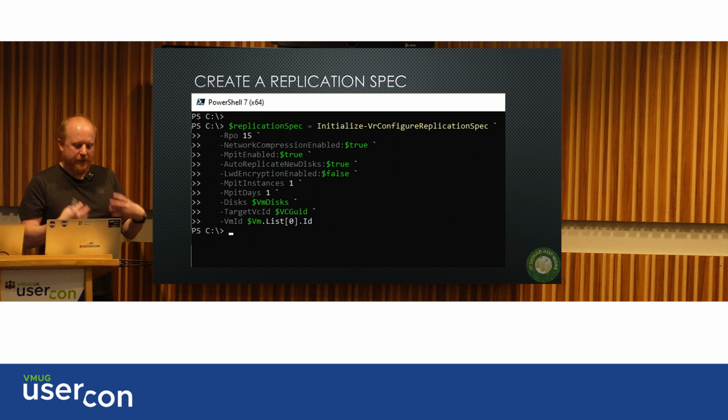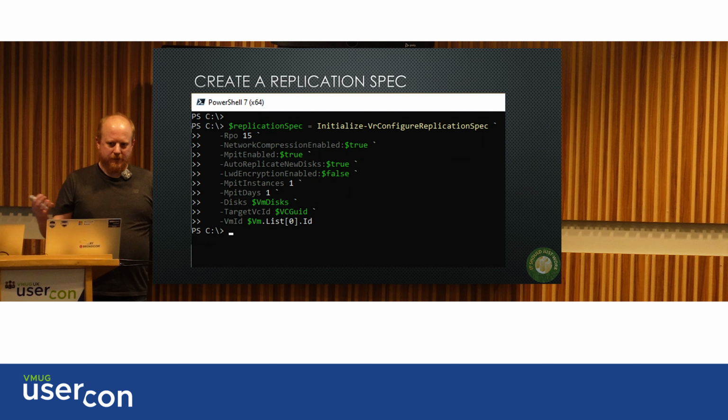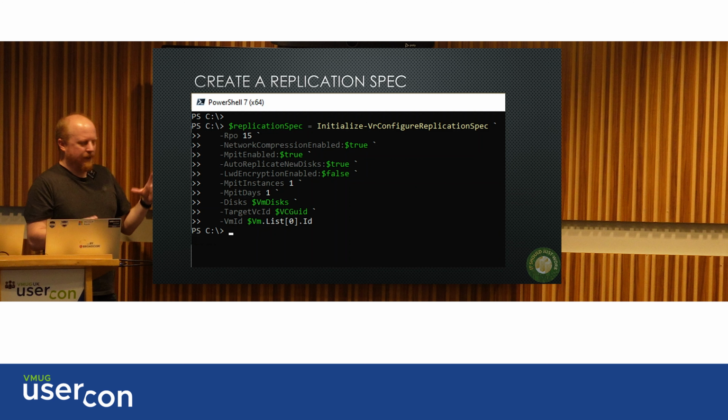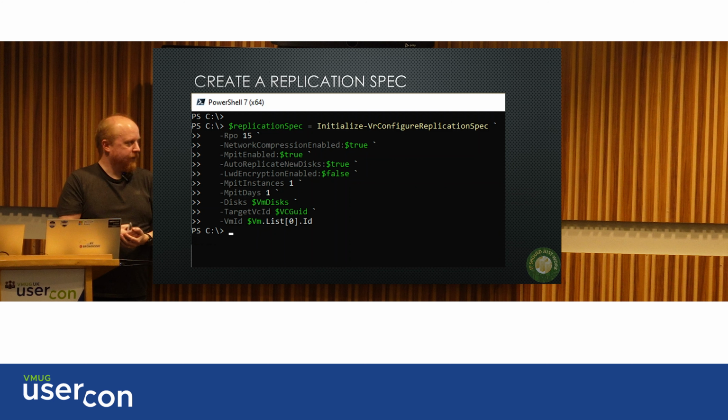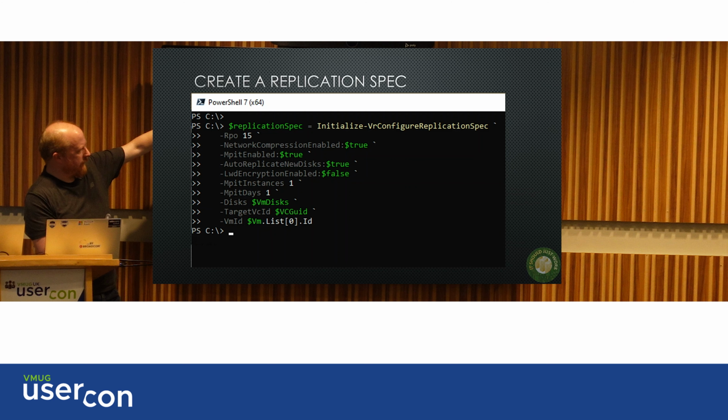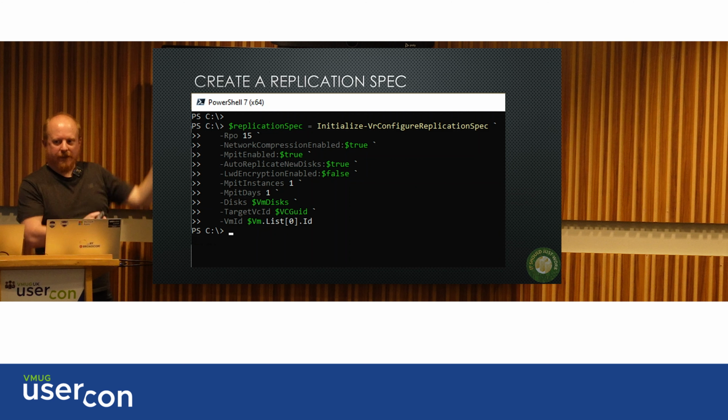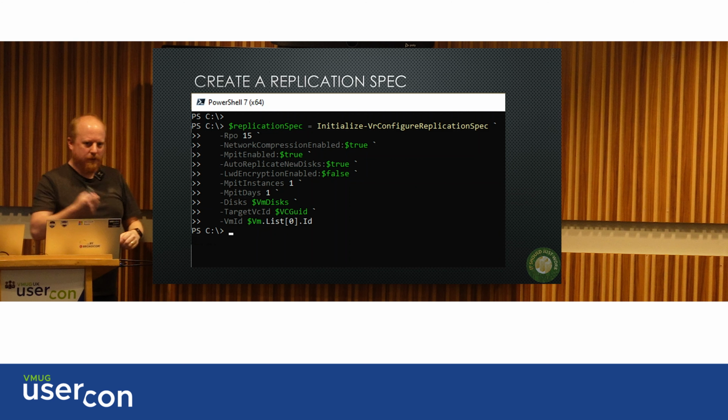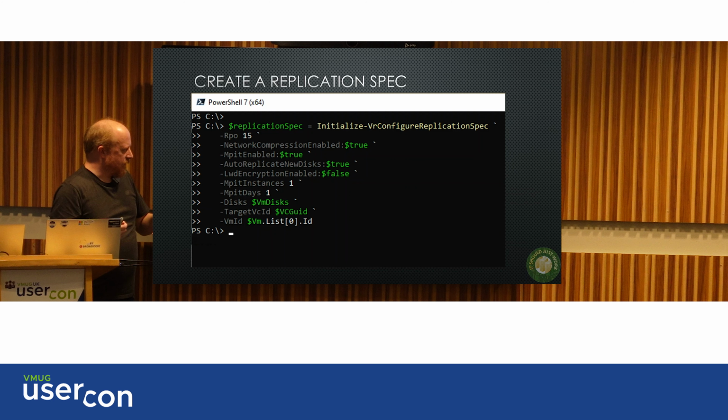So we can take that and we now need to make the full replication spec. So this is one big variable, essentially, which says all the configuration things we're going to set. So we've got our VM disks and our VM ID and the vCenter ID that we've collected already. And then we've got lots of other things we're setting, like the RPO in minutes. So we're going to set a 15-minute RPO on this. You know, we want the replicated copy to be at most 15 minutes old. We're going to turn on network compression. We're going to auto-replicate new disks.